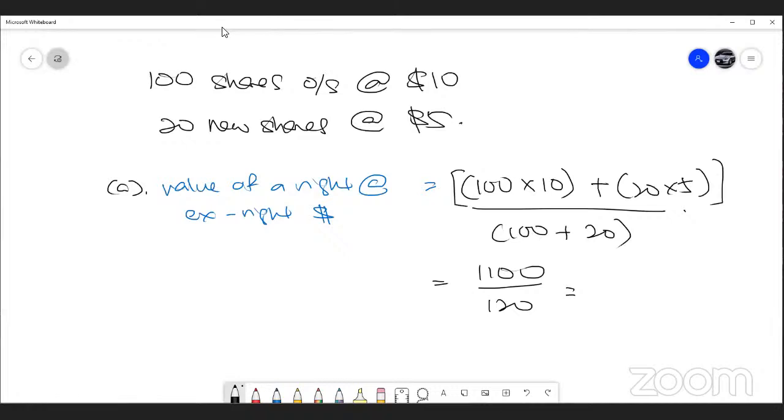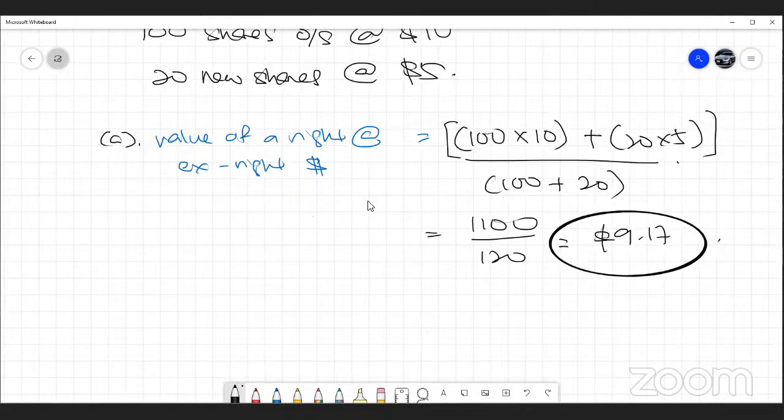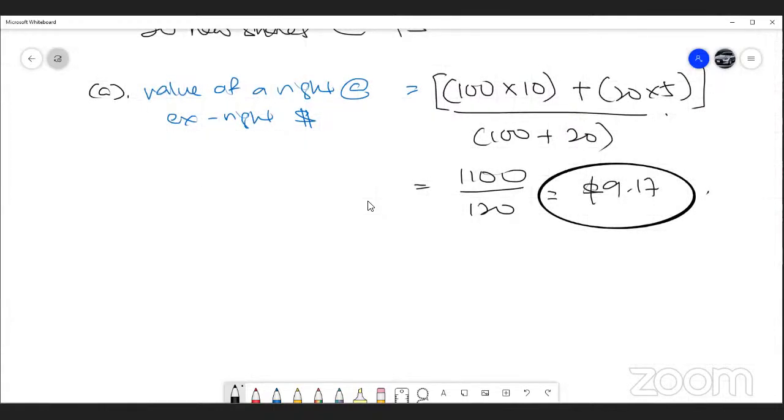Each share is $9.17. Okay, 100 units at $10, another 20 units at $5. So on average, each share is $9.17. All right, the new share value is $9.17. Okay, that's for A, simple.